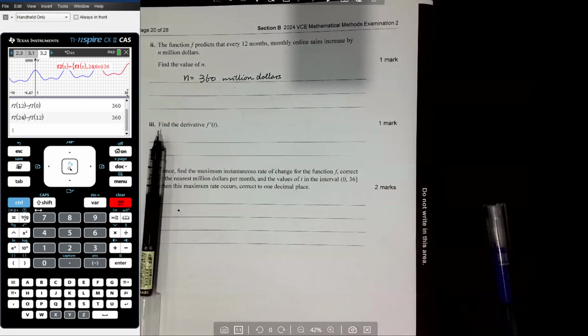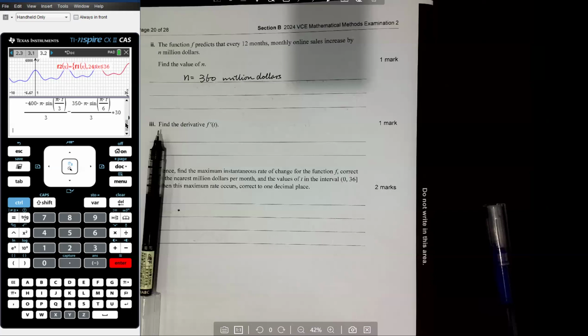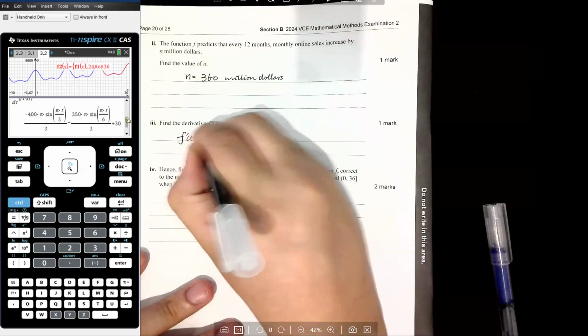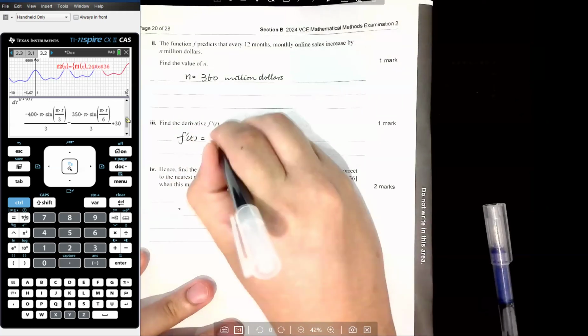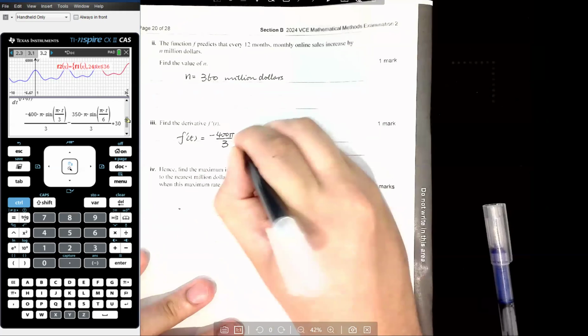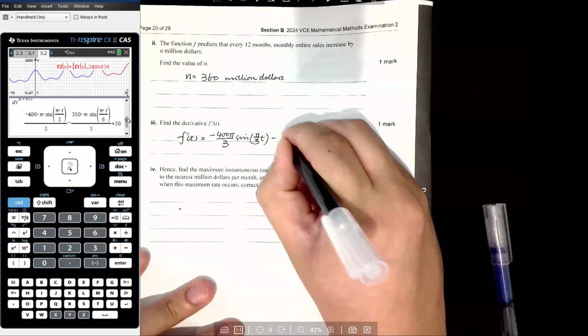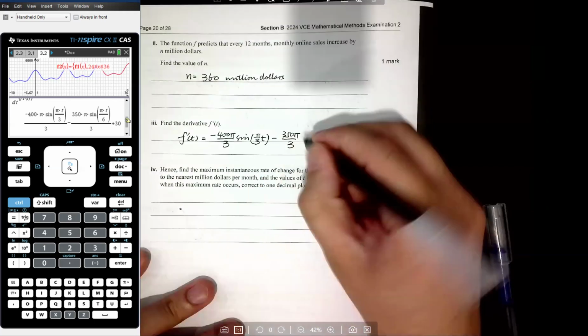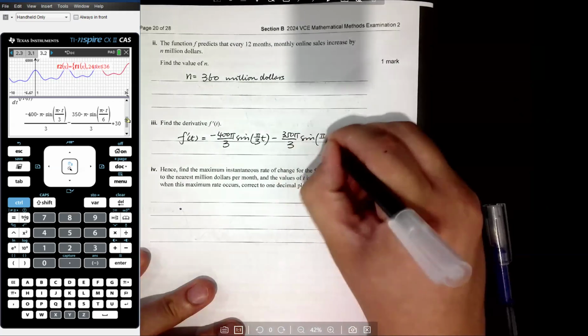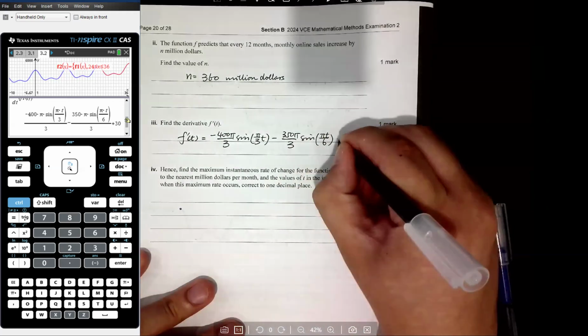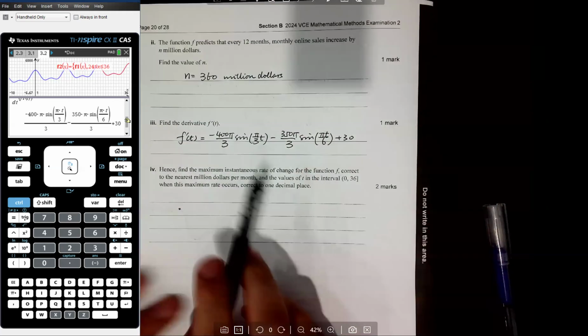And I find the derivative f dash of t. So we say shift minus. Notice that I already defined or plotted f1, but I'm not going to use x. I'm using t to make a consistent letter change. So I would say f dash of t equals minus 400 pi over 3 sine pi over 3 t minus 350 pi over 3 sine of pi t over 6 plus 30, okay? So that is the derivative function.